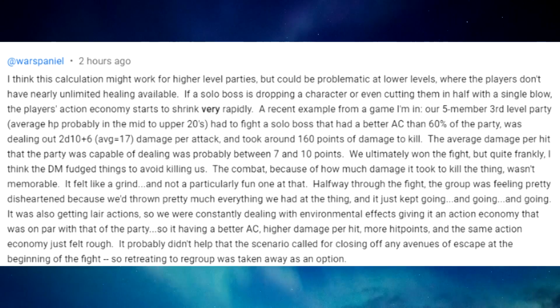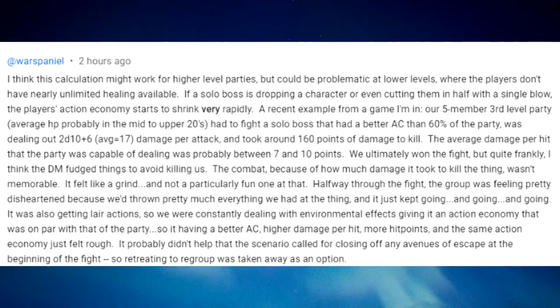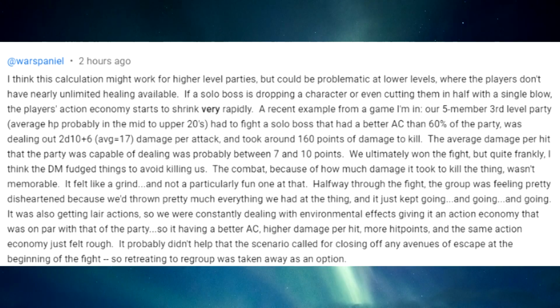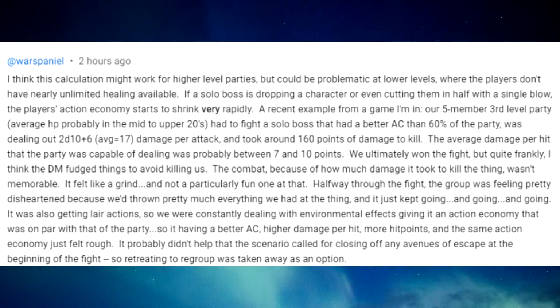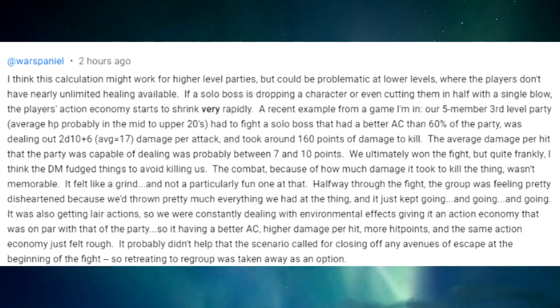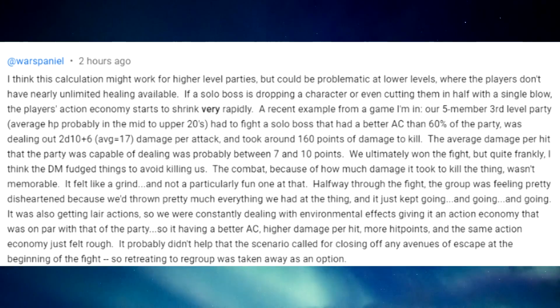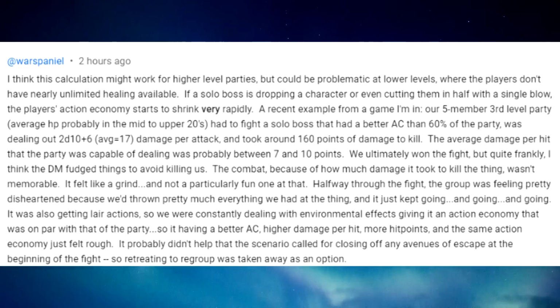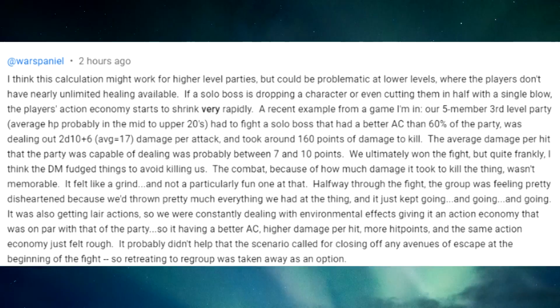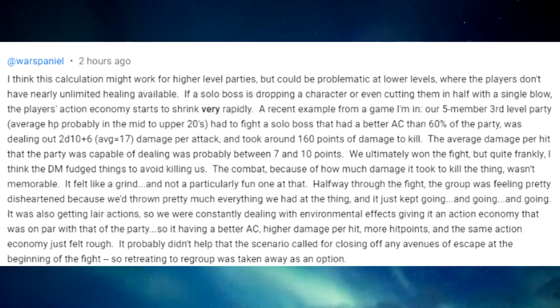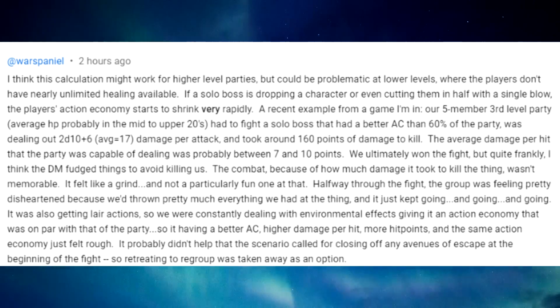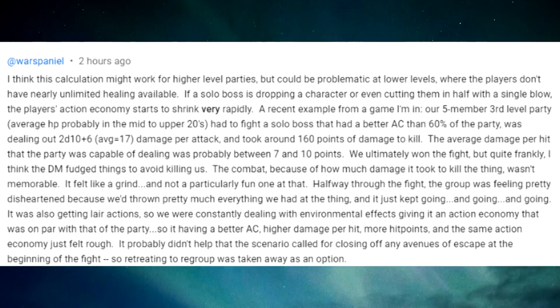And what percentage of TPKs are from DMs training players to expect that these dangerous situations are going to work out fine? It's actually for this reason that for every new group of players within the first 10 to 15 sessions, I make sure that there's a combat where they will likely fail. I don't want to say mathematically fail because there's always a chance they can win, and the combat is close enough where theoretically with perfect play they could pull it out.